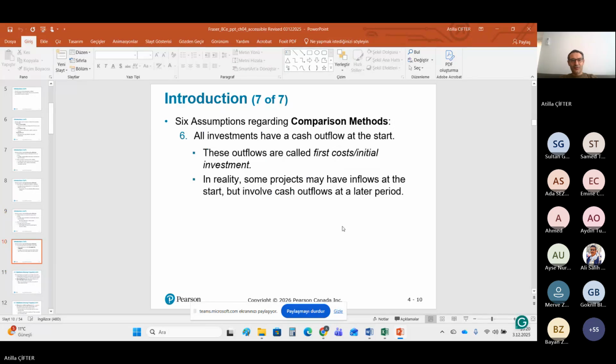And then another assumption is that all investments have a cash outflow at the start, because we have first cost, initial investment, then we have return. But we know some projects may have inflows at the start, but then they may have cash outflows later on, especially when you just have credits. But even when you just take credit, it's actually an initial investment. Okay, we invest, although it's not our own money.